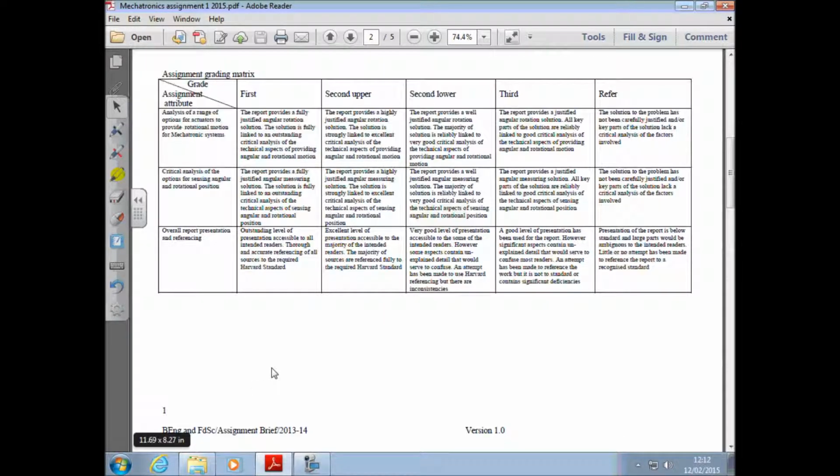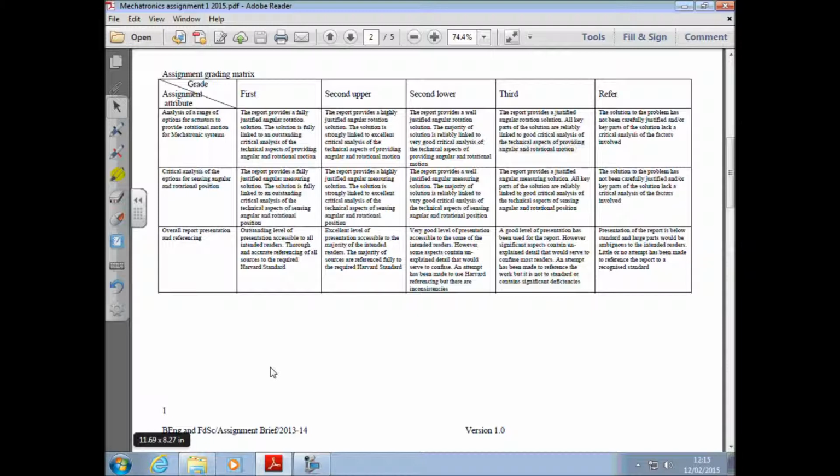Three things I'm looking for really. First of all, analysis of a range of options for actuators to provide rotational motion for a mechatronic system. So you're going to analyse, we've had a little bit of a look at stepper motors, but you're going to do, through research, compare those to another type of drive, probably a servo motor, and anything else that you think might be suitable for the particular application you've been given.